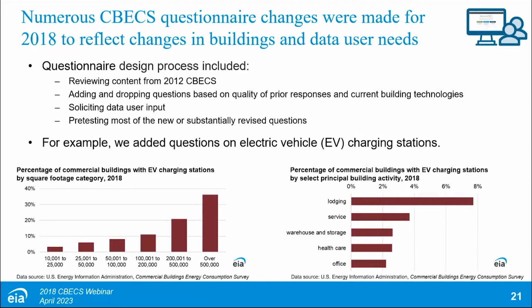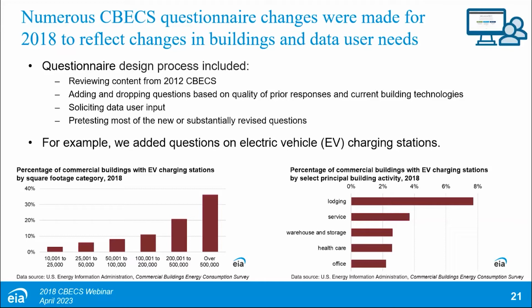As we do for each survey cycle, we made questionnaire changes prior to the 2018 CBECS. And we did that based on review of the previous CBECS responses and on discussions that we had with data users like yourselves. For example, we added a new question about the prevalence of EV charging stations. We estimated that 2% of commercial buildings had EV charging stations in 2018, and we found that they were more common at lodging buildings and service buildings.